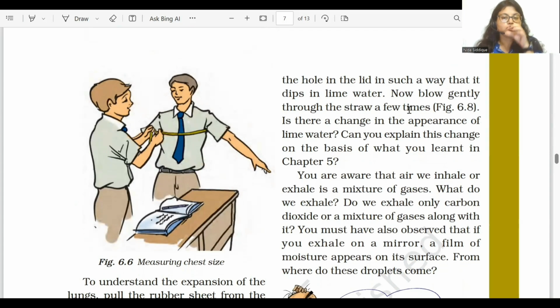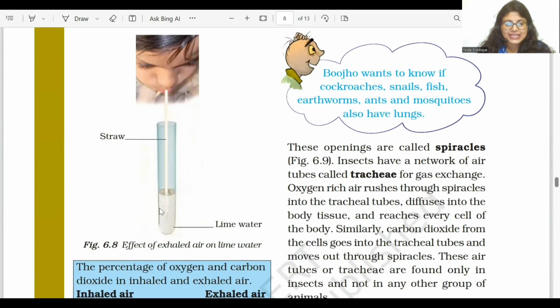Okay, blow मतलब हमें फूकना है उस straw के अंदर. Okay, so हम एक clean test tube लेंगे. Test tube को हम lime water से fill कर देंगे. We will add a straw onto it. अब हम इस straw में फूकेंगे. We'll blow into the straw for few times. And then we will observe the change in the lime water.